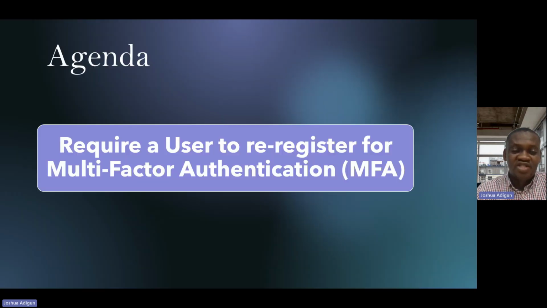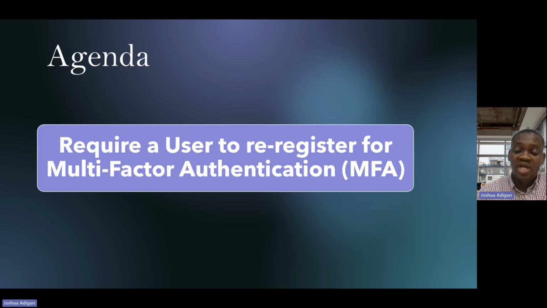On today's agenda, I will show you how to ensure that a user is required to re-register for Multi-Factor Authentication, MFA. Sometimes you have users that want to change their numbers, or the users change their numbers, and then whenever they try to sign into their Microsoft 365, the OTP, one-time password, is sent to the previous number. So all you need to do in that case is to ensure that you have the user re-register for MFA. So how would you do that?